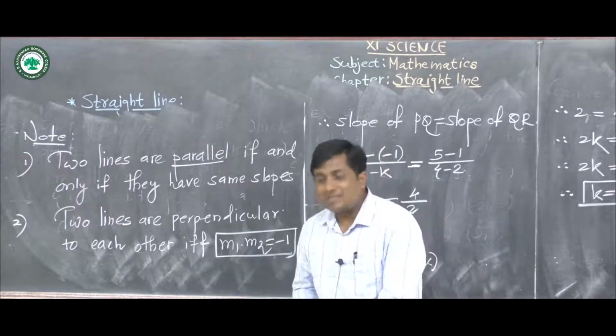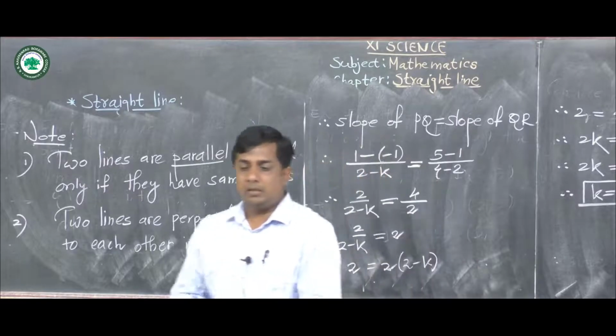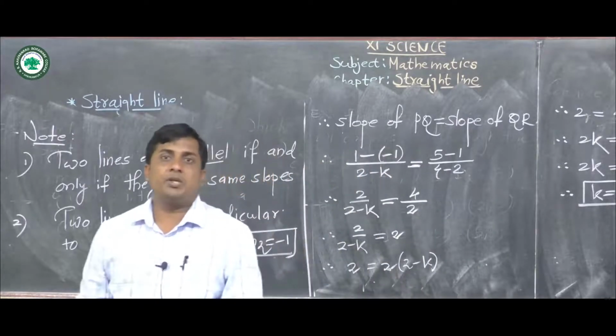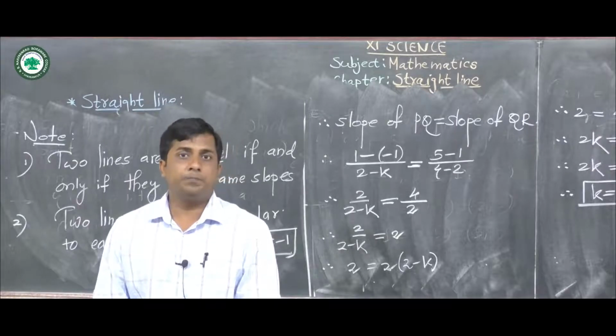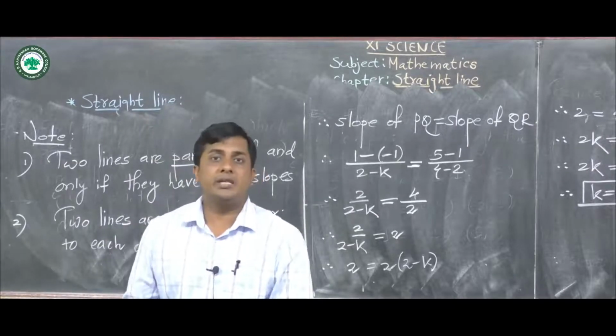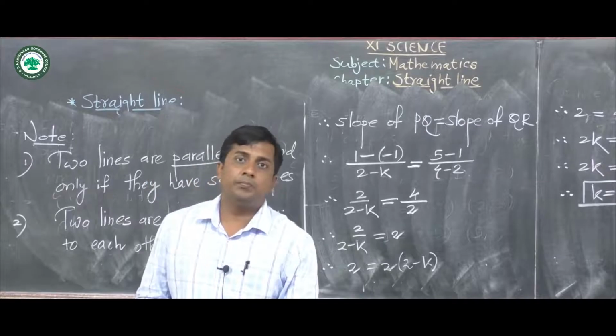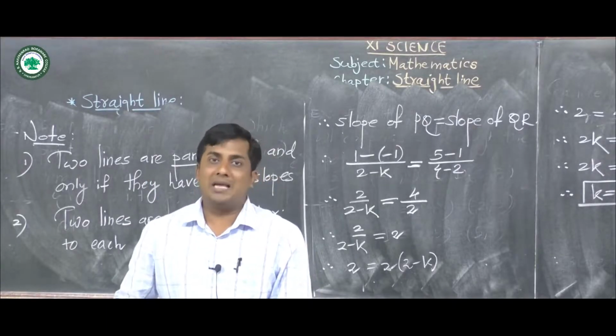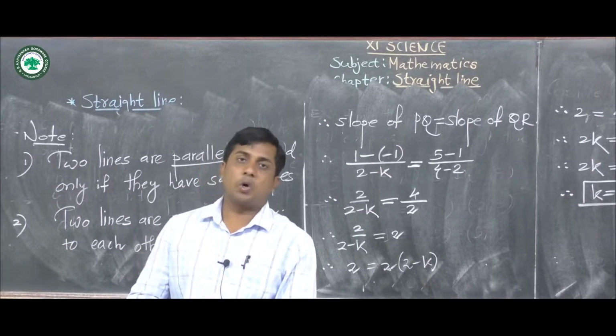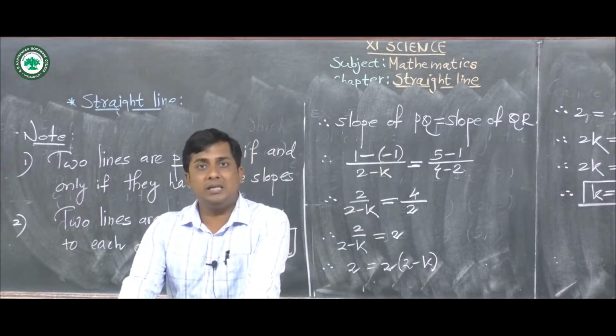So in today's lecture, we went through the concept of straight line. Firstly, we defined intercept, then we defined inclination of a line, and in the last we considered the slope of lines. And we saw some important examples related to these definitions. Thank you.